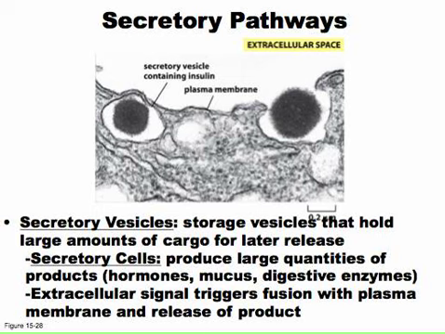So if we look at the picture in this electron micrograph, what we're seeing is a secretory vesicle, and in this particular secretory vesicle, it contains insulin. Here's the plasma membrane, and what we can see is that this cell has received a signal to have these secretory vesicles fuse with the plasma membrane, and this is what's going to cause the contents of this secretory vesicle to be emptied into the extracellular space. So this is a vesicle that has fused with the plasma membrane. So this insulin is going to be secreted or released.